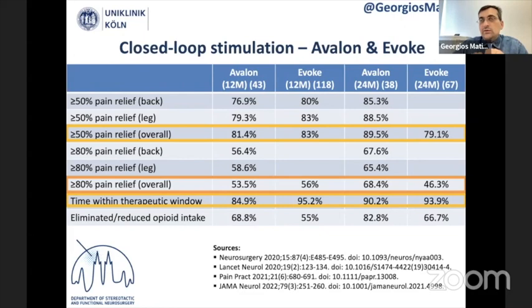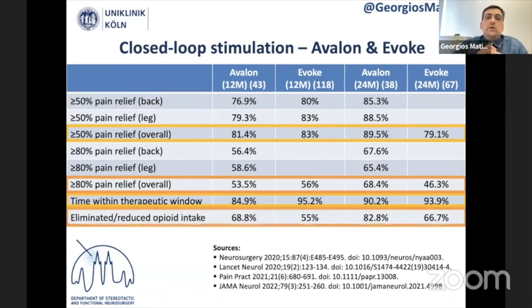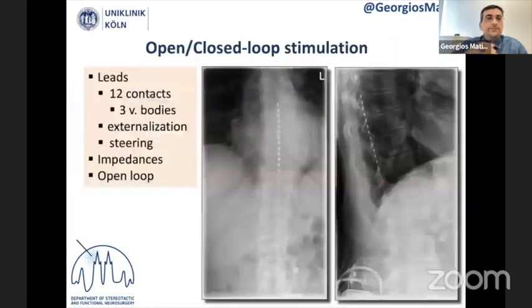And maybe this is the reason why the results are so good even after 2 years. And even more important, we have 67 to 83% of patients, depending on the study, who eliminated or reduced the opioid intake. All of these studies, you can see the sources, are published in really good journals. And this is how it looks in real life.